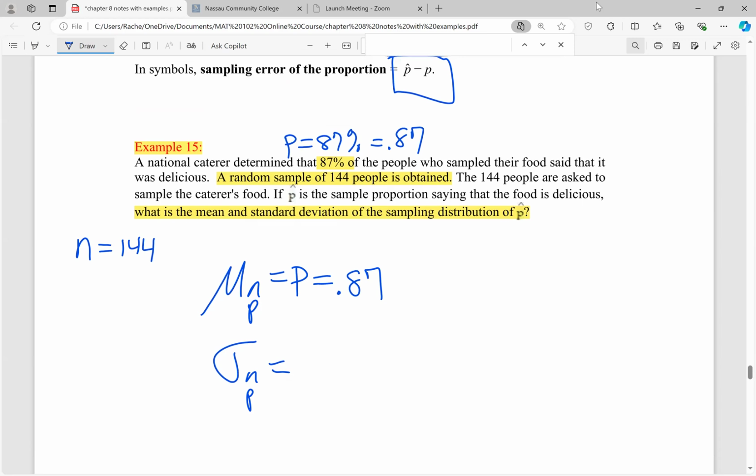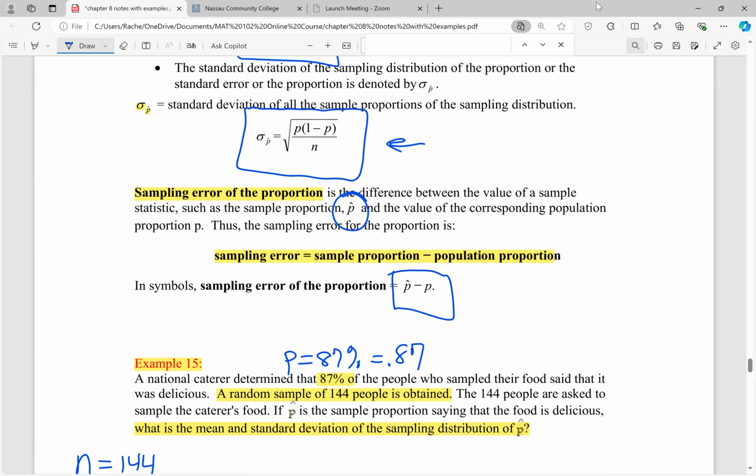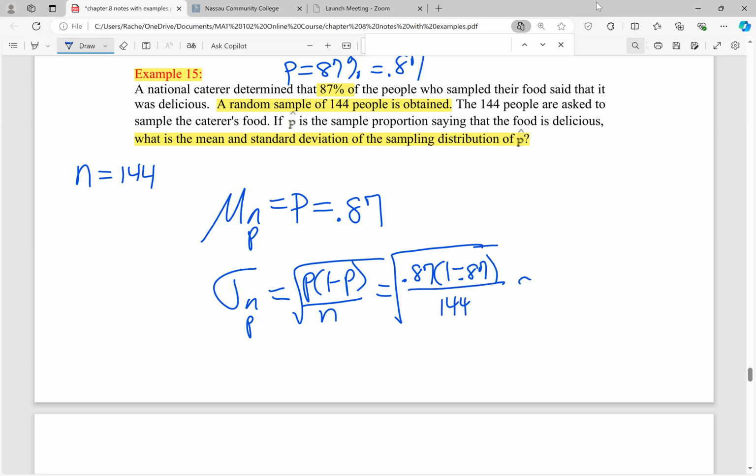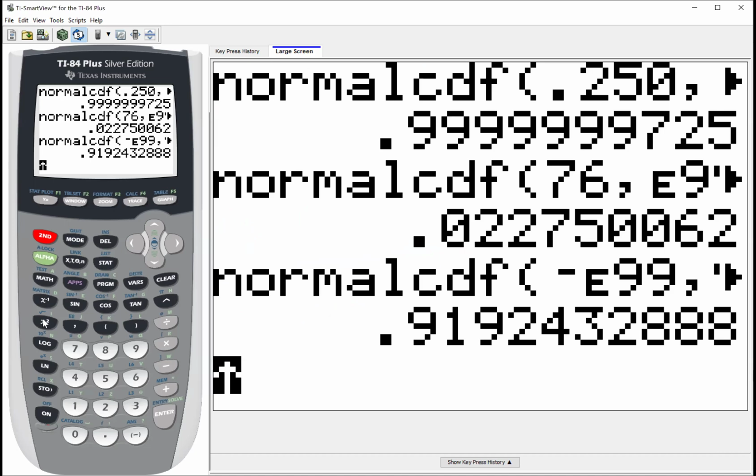The way we get the standard error is this definition above. We take the square root of P, the population proportion, times 1 minus P divided by N. So this is going to be the square root of 0.87 times 1 minus 0.87, and we're dividing that by N, which is 144. And that we have to plug into the calculator. So let's plug that into the calculator. Let me share my calculator. So pull up your square root.